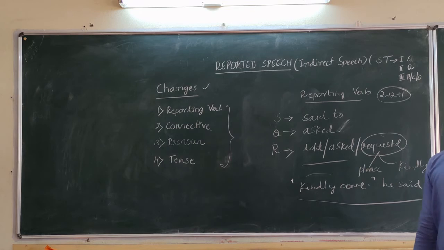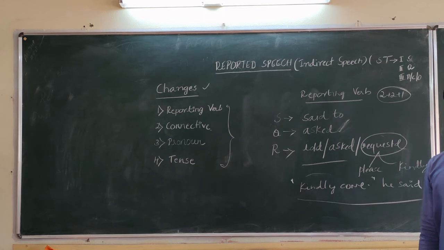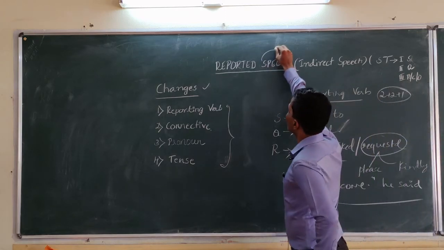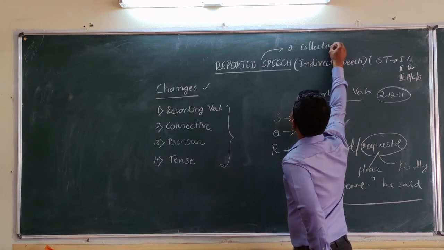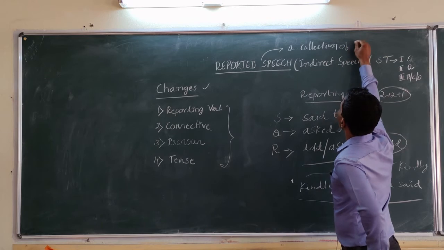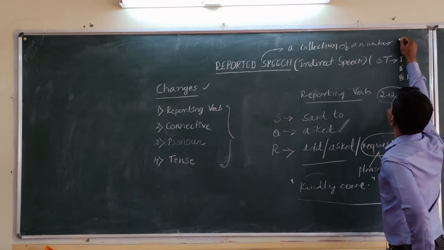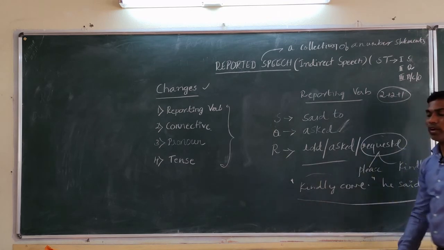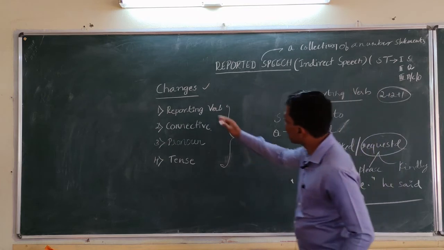That's why indirect speech has a number of statements. One of the definitions of indirect speech, or reported speech, is a collection of a number of statements. You have a number of statements in indirect speech. That's why this is a process.